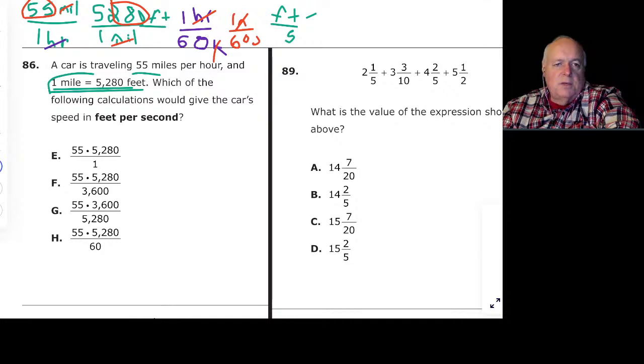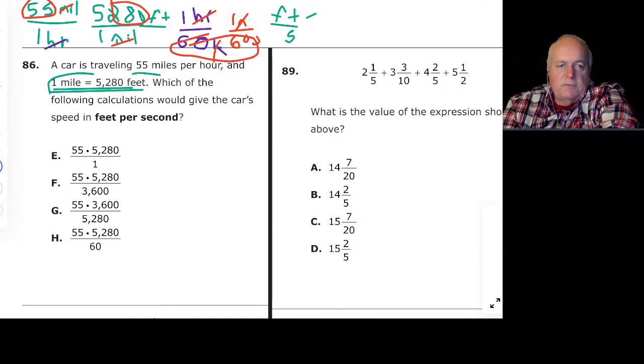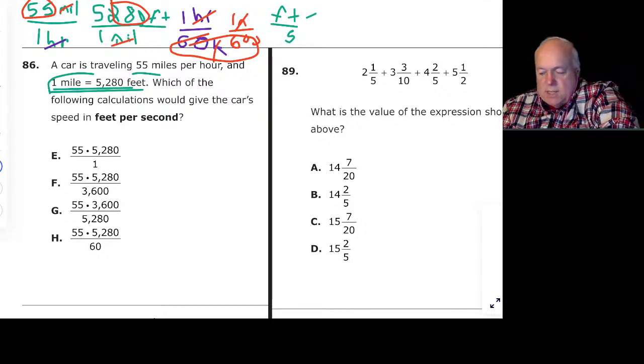So normally when there's a question like this, and we're left with the top only has feet and the bottom has seconds, so we've done the conversions. So we need to look for the one that matches that. Now, often they don't have one that actually matches that completely.